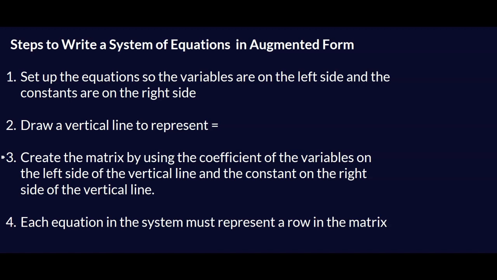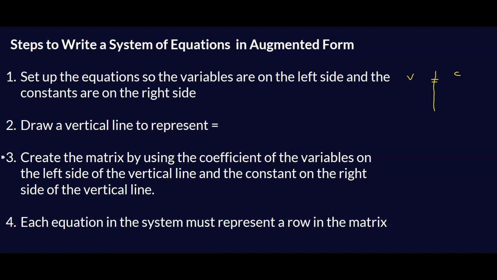So let's go ahead and talk about the steps that we need to follow to write an equation in augmented form. First of all, you want to make sure that you set up the equation so that the variables are on the left side and the constants are on the right side. So this is your equal sign right here. You want variables on this side and constants on this side. So you have to rearrange all of your equations so they look exactly like that.